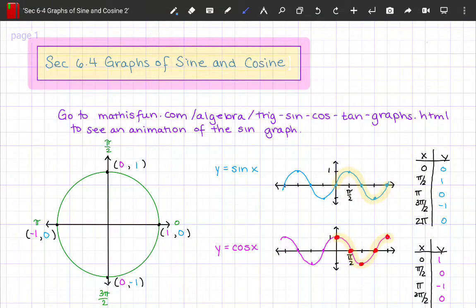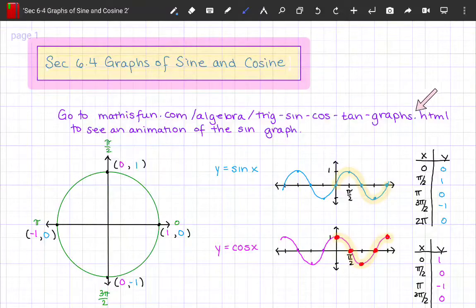Okay, in this video, we're going to look at graphs of sine and cosine. In the next class period, we'll talk about graphs of other functions, and then we'll look at inverse trig functions. But today is going to be about sine and cosine. Now, I have the graphs already over here, but let's take a look at where they come from.